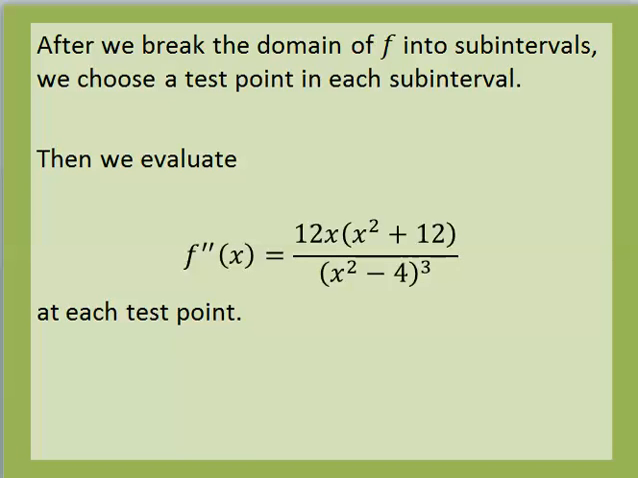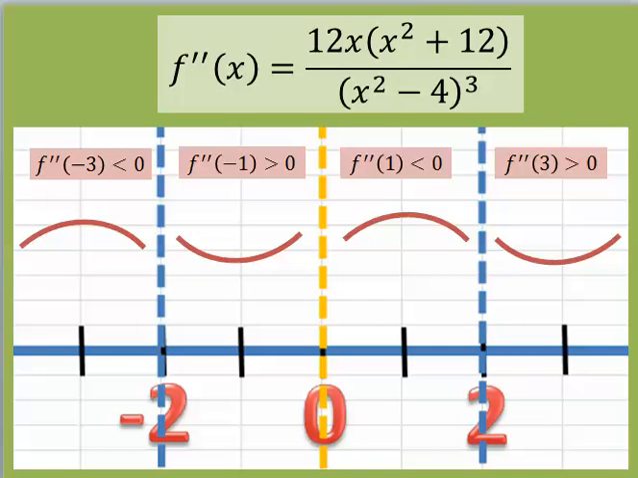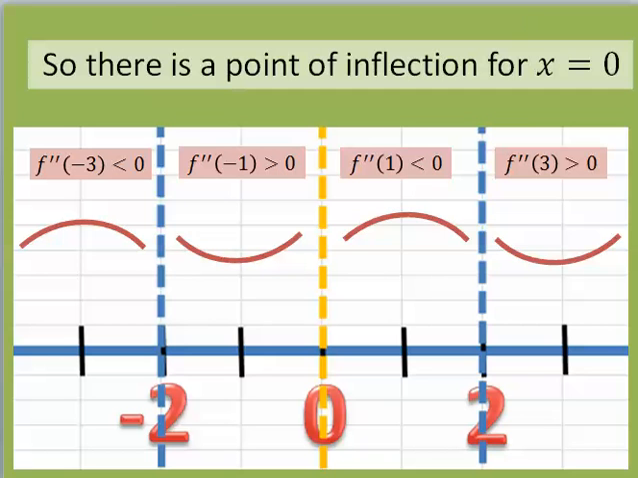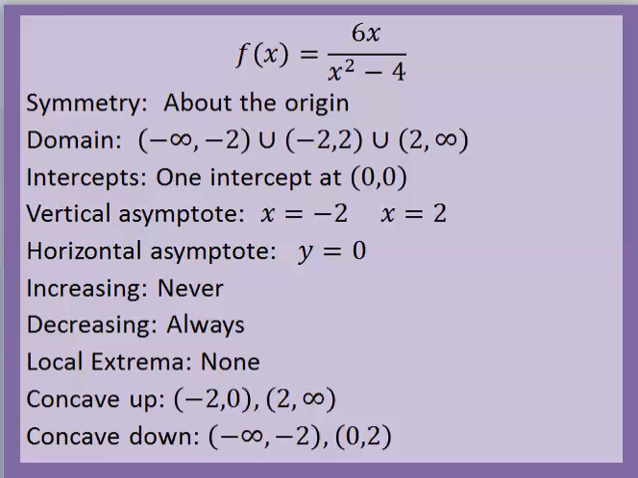After we break the domain of f into subintervals, we choose a test point in each subinterval, and then we evaluate f double prime at each test point. And by doing that, I find the concavity. If f double prime is negative, we have concave down. If f double prime is positive, we have concave up. So there is a point of inflection for x equals 0, and so the point (0, 0) is a point of inflection.